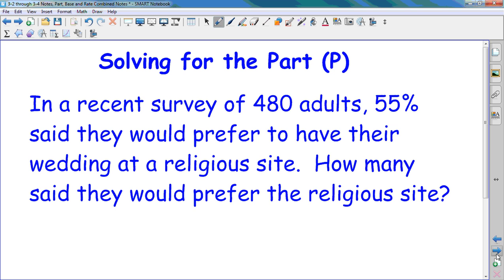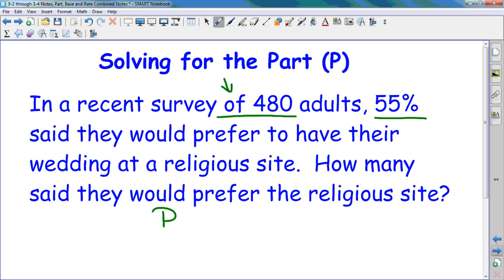All right, let's do the first problem. Word problem. In a recent survey of 480 adults, 55% said they would prefer to have their wedding at a religious site. How many said they would prefer the religious site? Go ahead and highlight or circle or underline your key stuff. We have 480 adults. We have 55%. What word is attached to my 480? Of. Of usually keys me off and tells me it's the base.